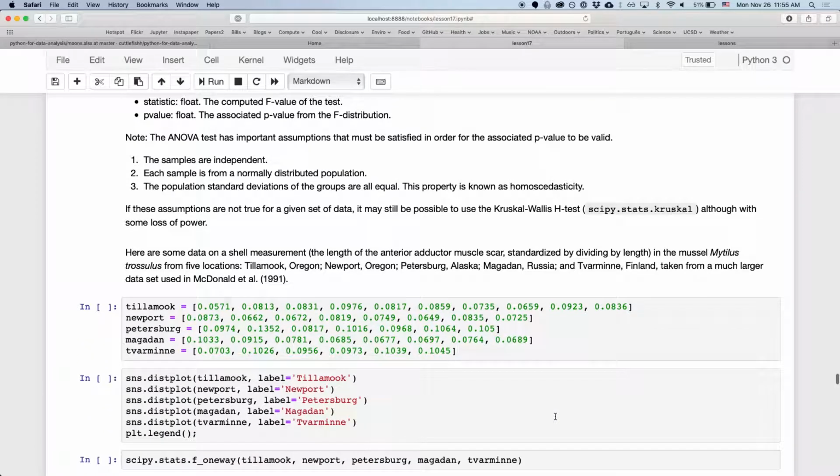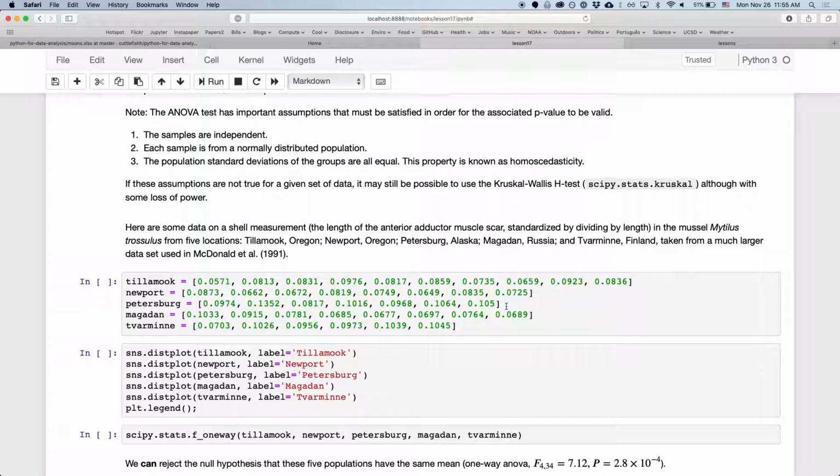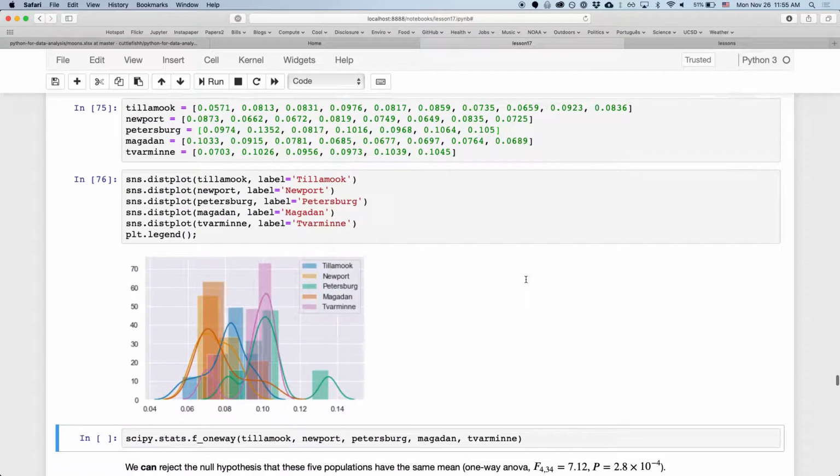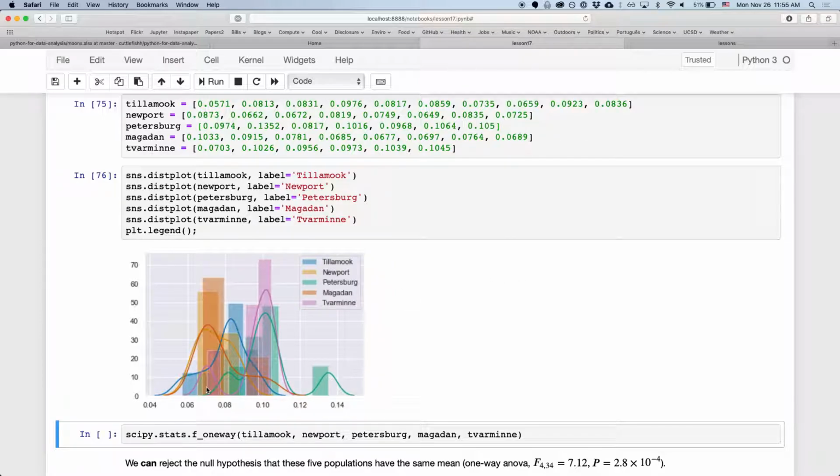So the example here is using some mussels from different parts of the world, and here we're just looking at a subset of the data. We'll load that data, and then we're going to generate these distplots. We can see it looks like we've got three different clusters of data here. So by eye, it looks like the ANOVA should tell us that these means are not all the same.